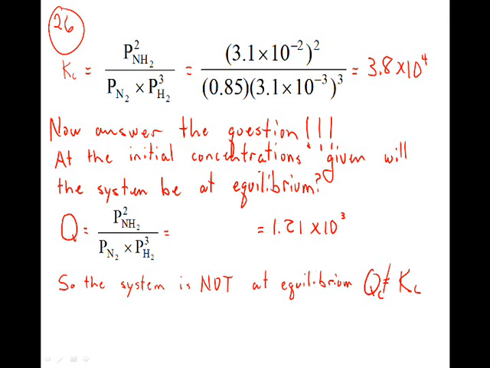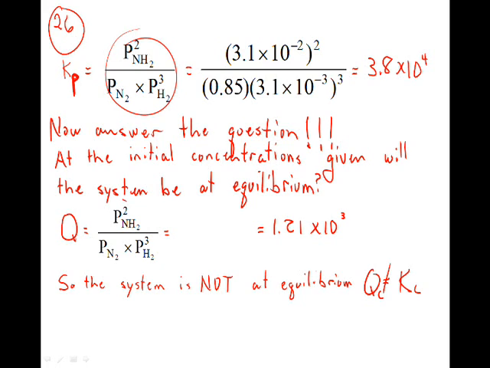26. Oh, look what I did here. This is something you have to look out for. Did I write Kp? This is the equilibrium expression in terms of pressure. So this needs to be Kp is 3.8 times 10 to the 4. Now, answer the question. At the initial concentrations given, will the system be at equilibrium?